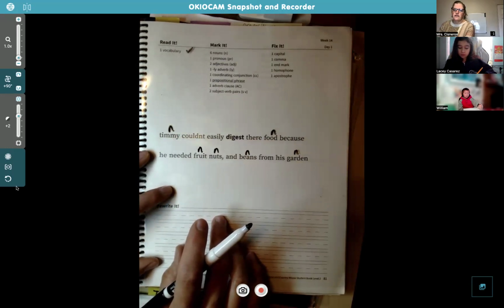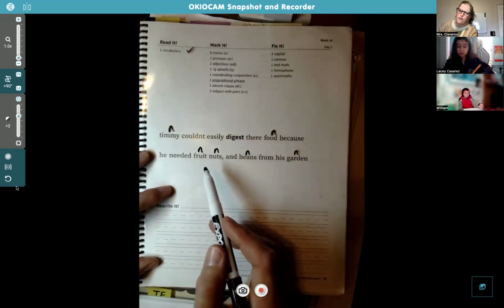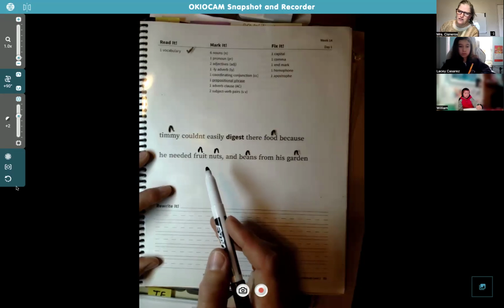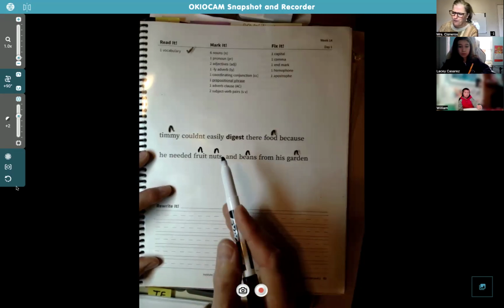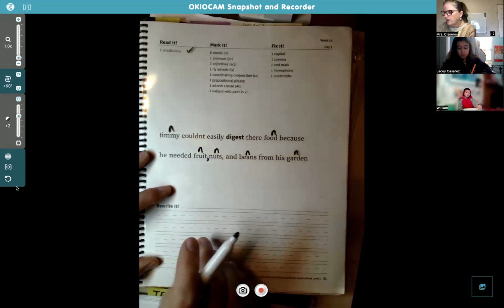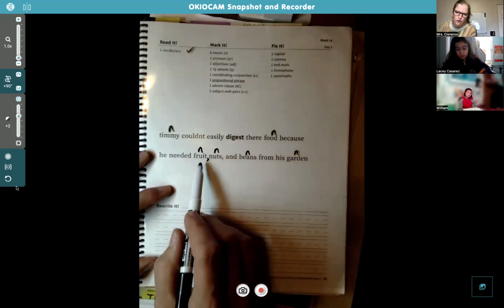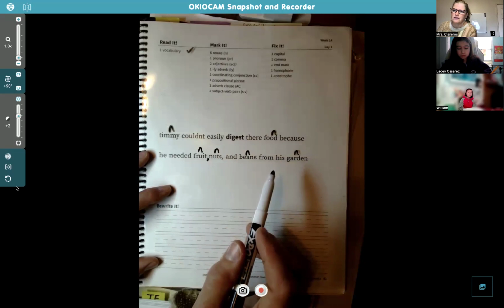So really, we need a comma there. I think that's what's making it look weird, it says fruit nuts. I don't even know what fruit nuts are. But if we put a comma in there, now that makes sense because we're listing fruit, nuts, and beans. Does that make sense, Lacey?